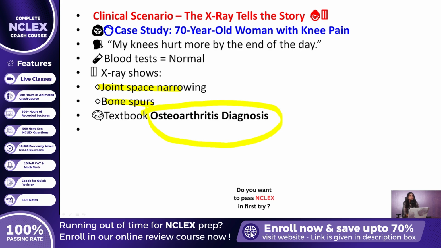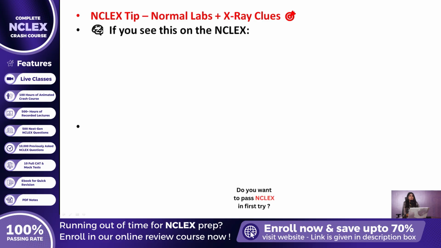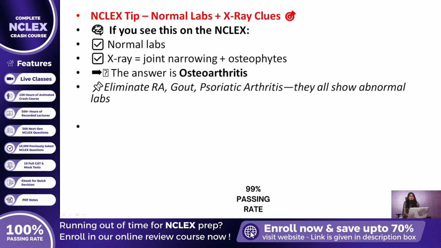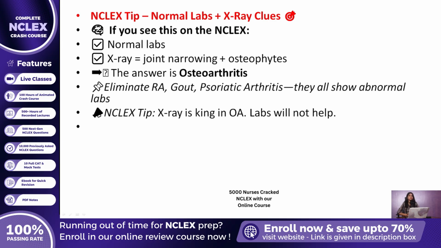And here is a quick NCLEX tip. If you see a question where the lab results are normal, but the X-ray shows joint changes like narrowing or bone spurs, always think osteoarthritis. That clue will help you eliminate the wrong answers fast.